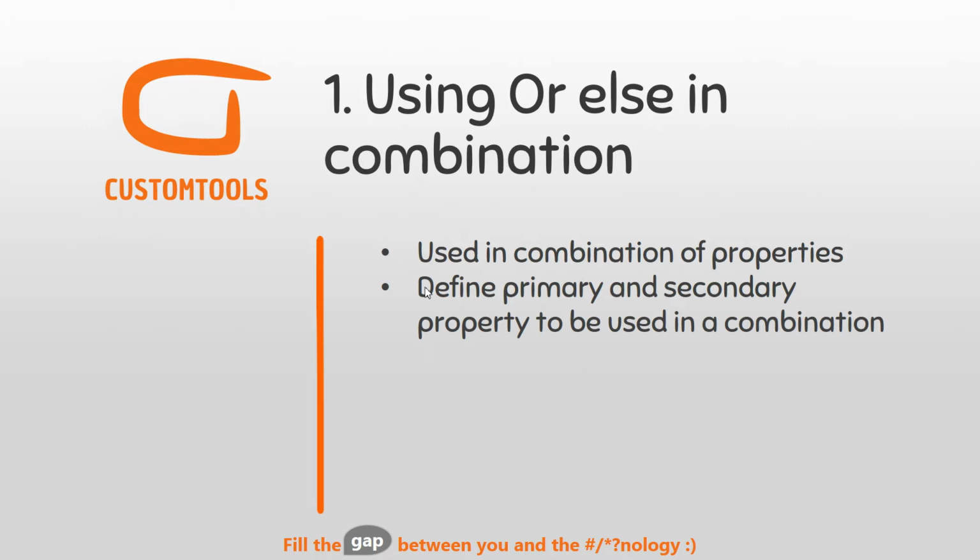Using "or else" in combination. Under the property combination, you have an option called "or else", which can be used to retrieve values from different properties. For instance, if property 1 has a value, then it will be used in the combination. On the other hand, if property 1 is empty and property 2 has a value defined, then it will be used in the combination. The last scenario, if both properties have a value, then it will only use the value from property 1, which is considered as a master.